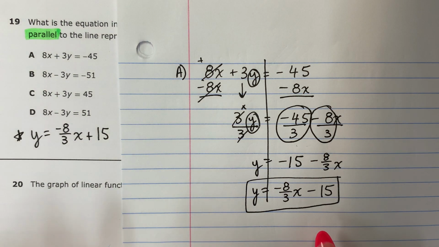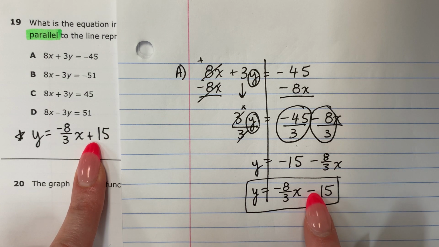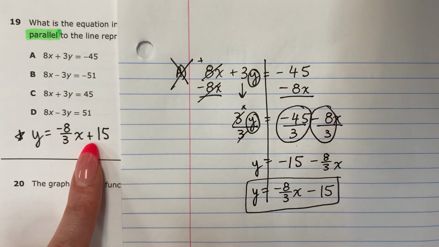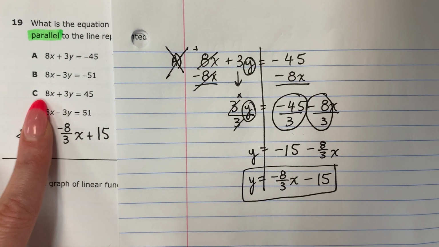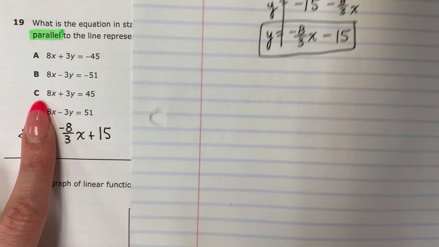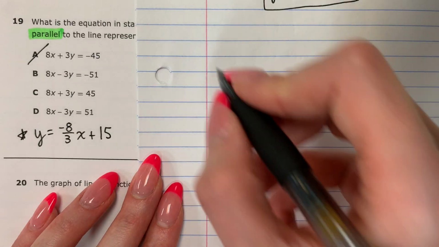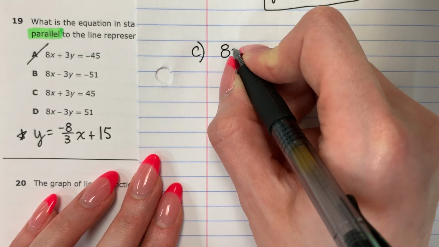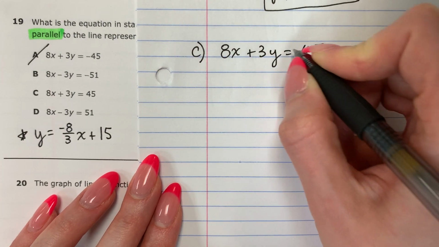This is no good, no es bueno, because here it's positive, porque aquí es positivo. Here it's negative, aquí es negativo. They are different. So this is not the answer, no es A. No es la A. Okay, I think it might be C, creo que es la C. So let's go ahead and try it. Vamos a intentar, okay? So it's not A, C. 8x plus 3y equals 45.